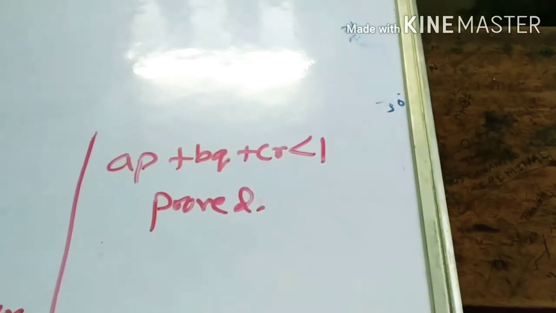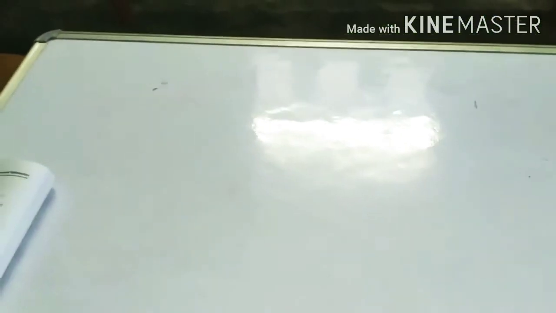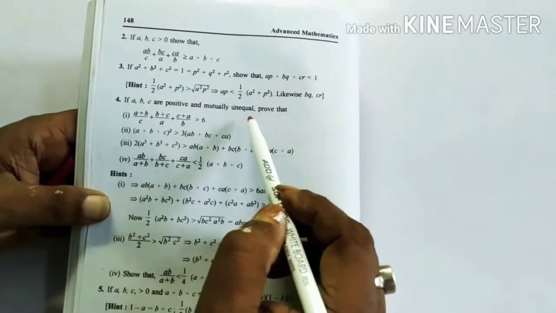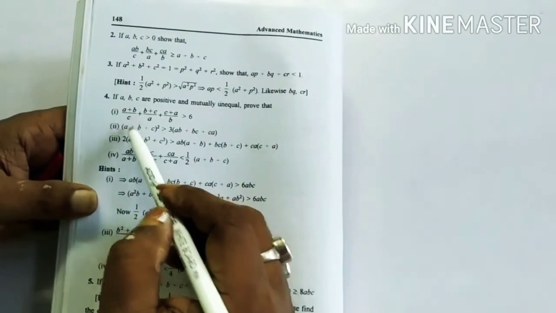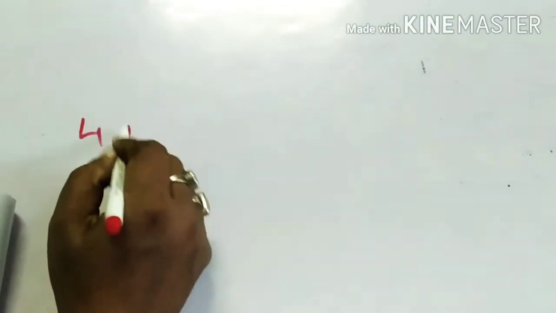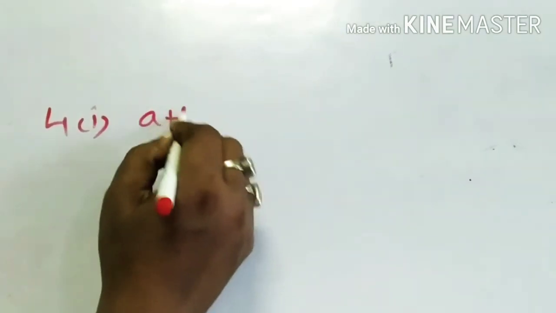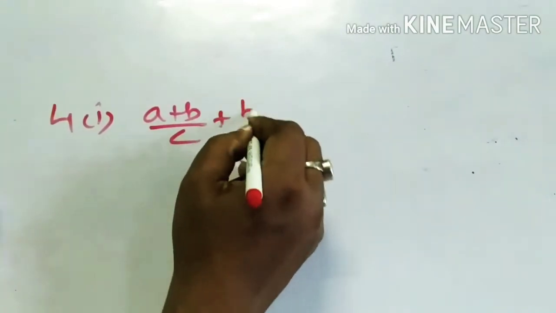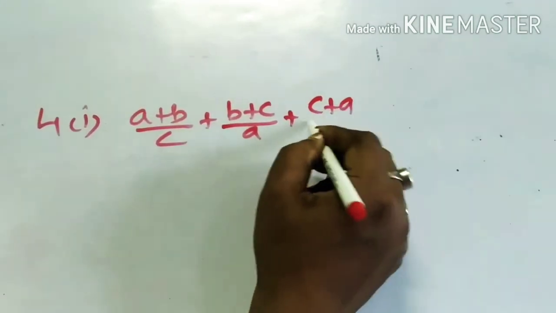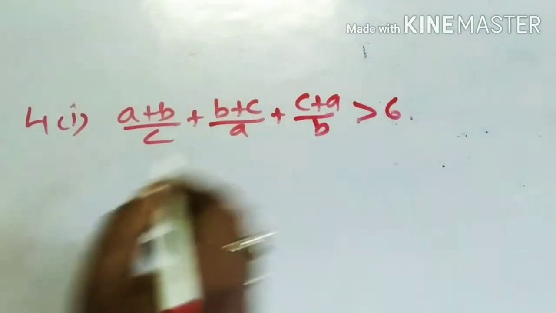Question number 4, see. If A, B, C are positive and mutually unequal, prove that this is greater than 6. So here it is: A plus B by C plus B plus C by A plus C plus A by B greater than 6. We have to prove it.